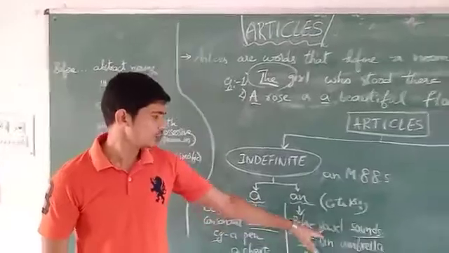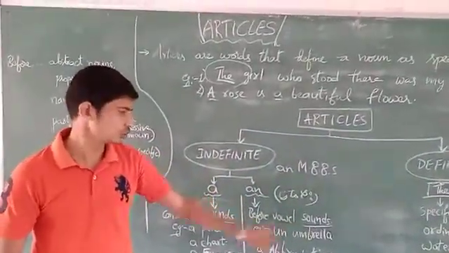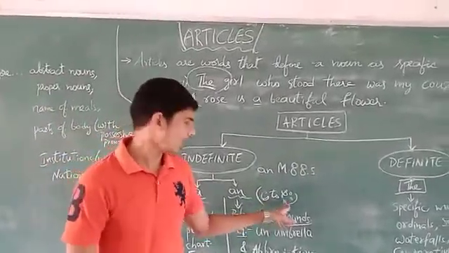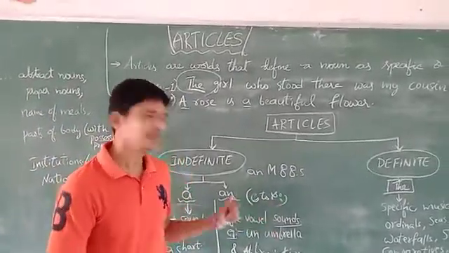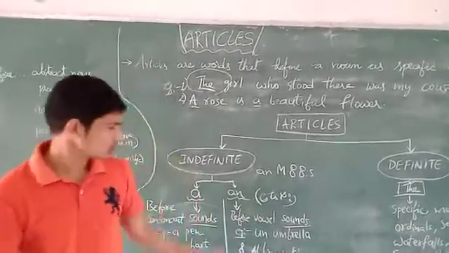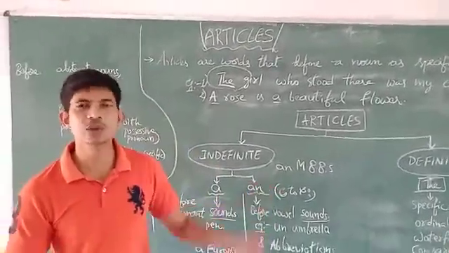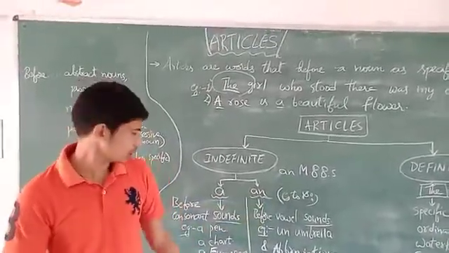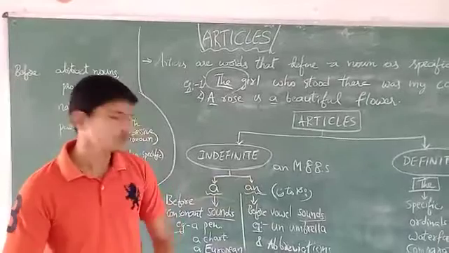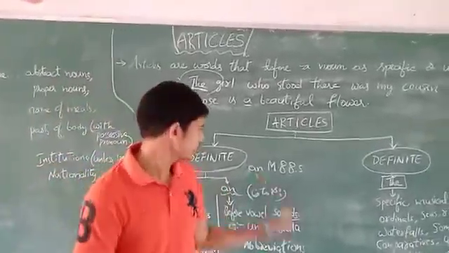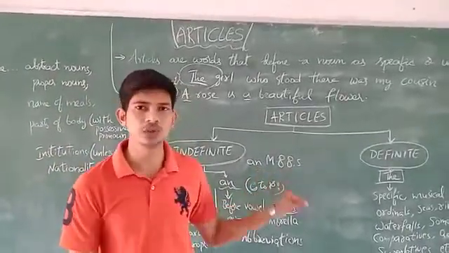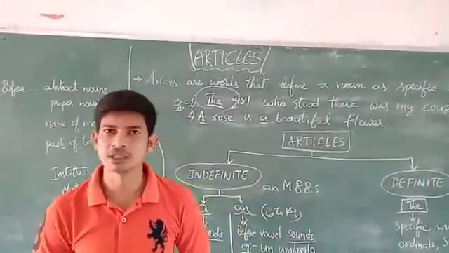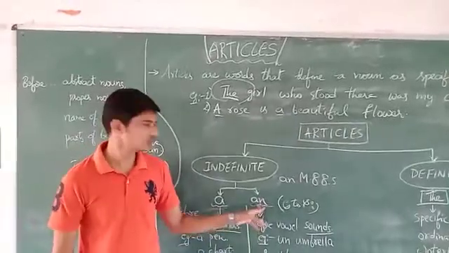And an should be used before vowel sounds. Simply, you can remember that all the sounds from Telugu 'ru' to 'aha' come under vowel sounds. If the sound of a particular spelling tallies with these sounds, you simply choose an. Next, an is also used before abbreviations. For example, he is an MBBS student. She is an MLA, like that. So before abbreviations, you should use an.